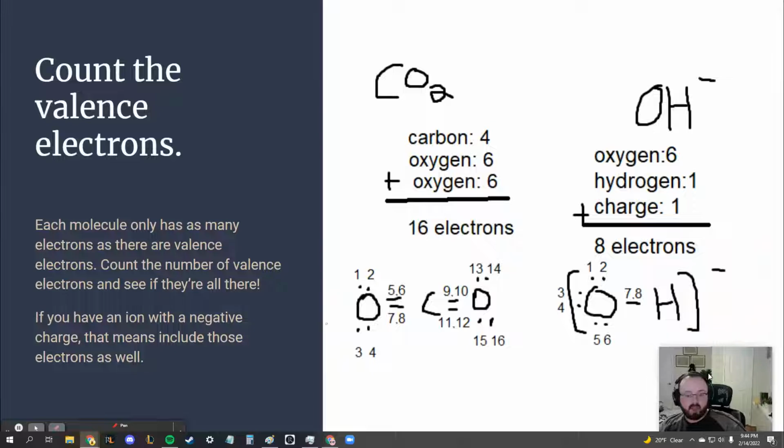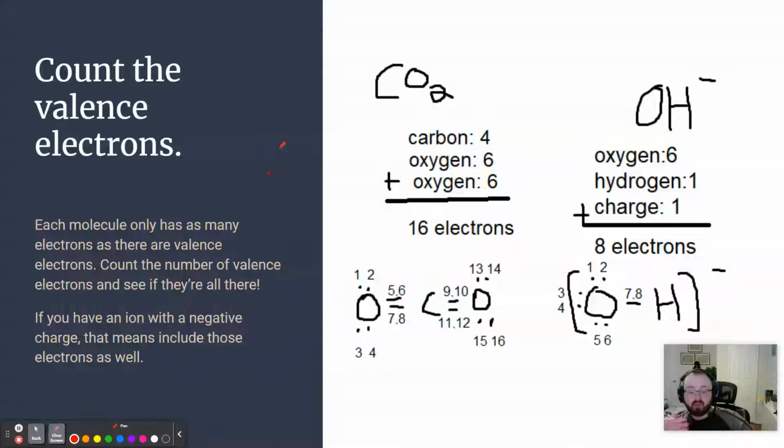Alright, so to do this, we have to count how many valence electrons this molecule should have. And to do so, we have to count up all the valence electrons from all of the constituent atoms. So carbon has 4 valence electrons. There's 2 oxygens, each with 6. And we add this up, we get 16. And if we look at the correct structure of CO2, as I've counted out here, there are 16 electrons.